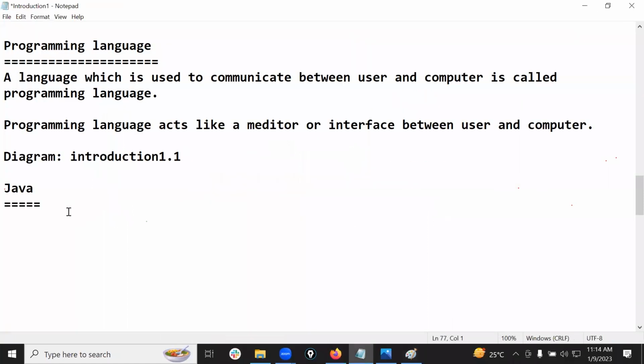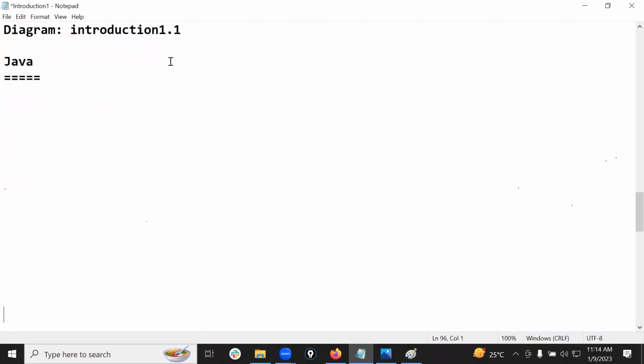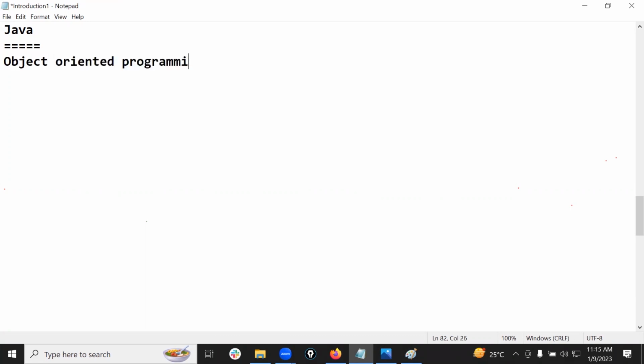So tell me, if anyone says what is Java? Java is a programming language. But remember, in interviews, don't say that Java is a programming language. Non-technical people will say Java is a programming language. Remember, if the interviewer is asking you one question, what is Java? So always say Java is an object-oriented programming language. It's not a normal programming language. It is an object-oriented programming language.